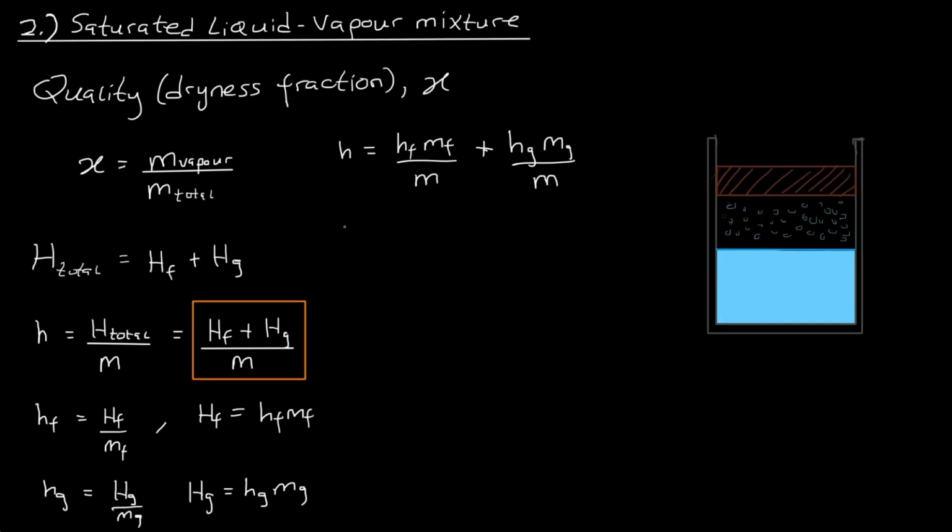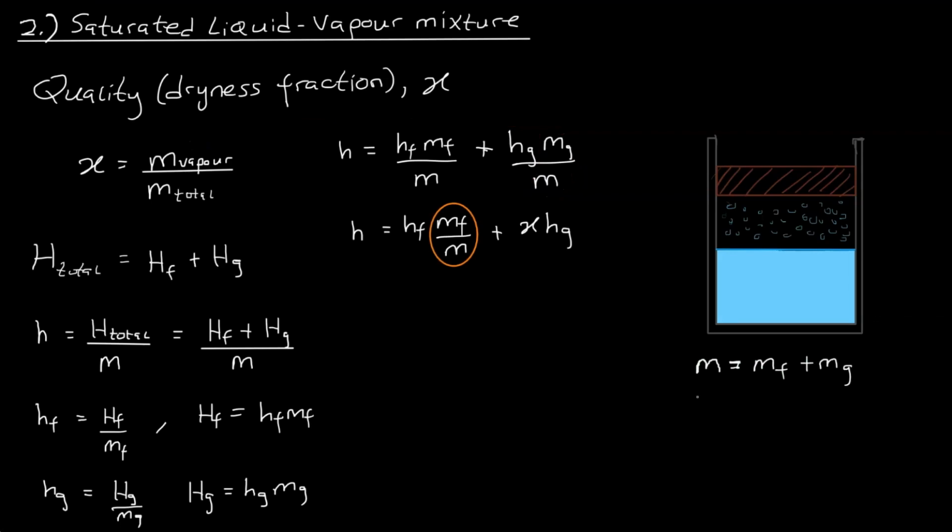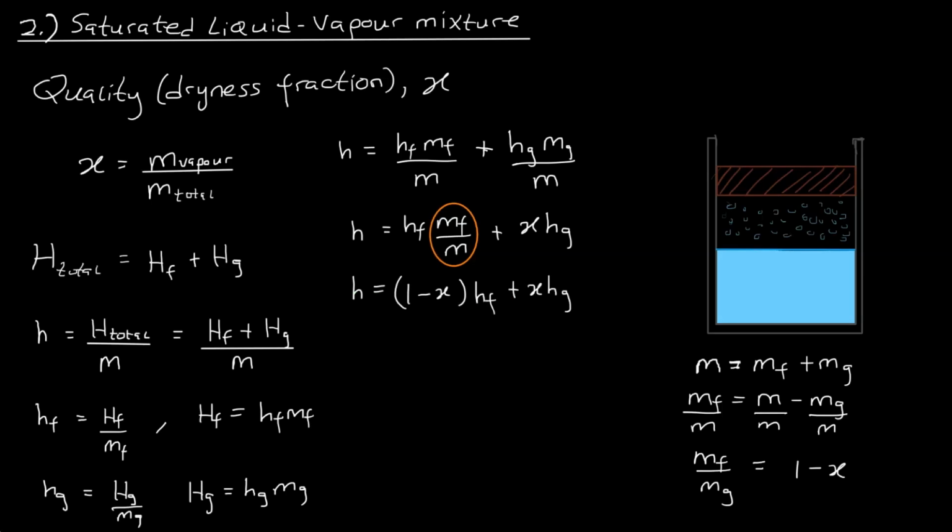Remember that our dryness fraction x equals the mass of the vapor constituents divided by the total mass of our system. So we can write h equals hf times mf divided by the total mass plus x times hg. But what do we do about the term mf divided by the total mass? Well, remember that the total mass equals mf, the mass of the saturated liquid, plus mg, the mass of the saturated vapor. So mf equals the total mass minus mg. And mf divided by the total mass equals 1 minus x. So h, the average specific enthalpy, equals 1 minus x times hf plus x times hg.